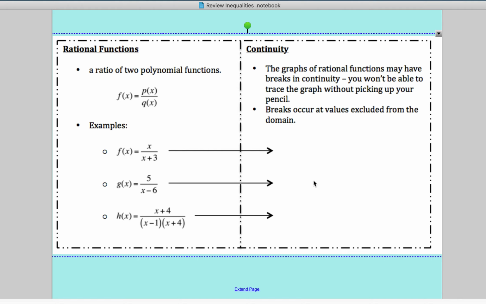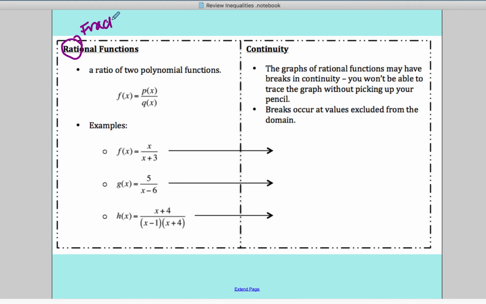All right, the final type of inequality we're going to look at is rational inequalities. Before we do that, let's do a quick review of rationals. So when we look at rational functions, the biggest thing to remember here is ratio. And when I think ratio, I think fraction.